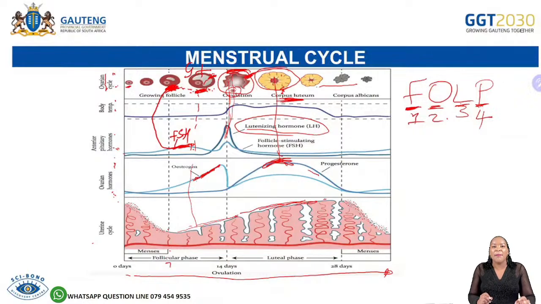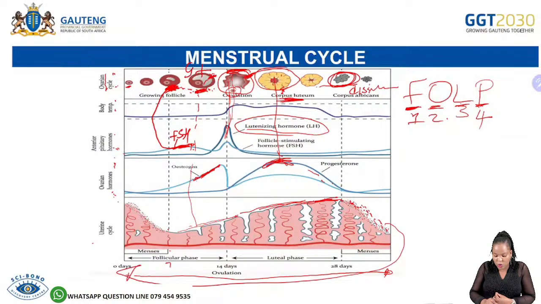Now, the key thing here is to look at your graph and see what is happening with your corpus luteum as time goes on. When you see the corpus luteum disintegrating, then you know that pregnancy did not take place. Then it means the progesterone levels need to go down. You see now progesterone goes down because the corpus luteum has disintegrated. It is no longer there to secrete progesterone. And when it is not secreting progesterone, the endometrium lining is not maintained. This is where the shedding is going to take place and the whole process is going to start again.